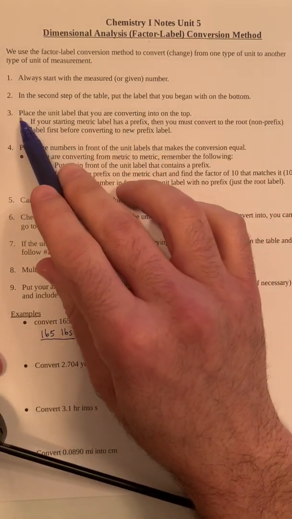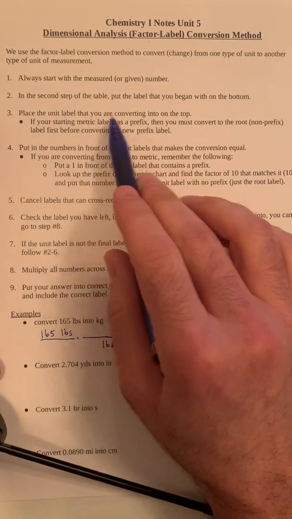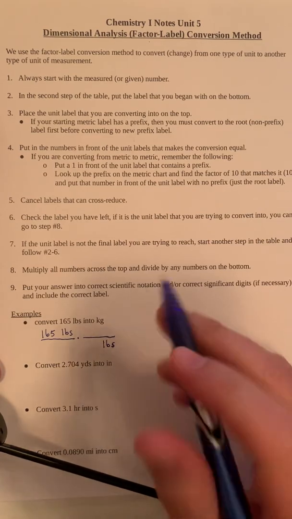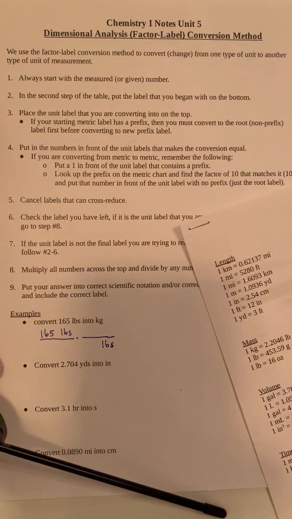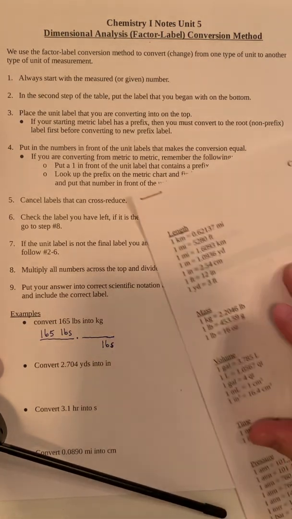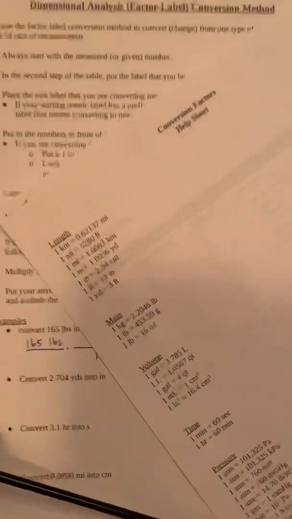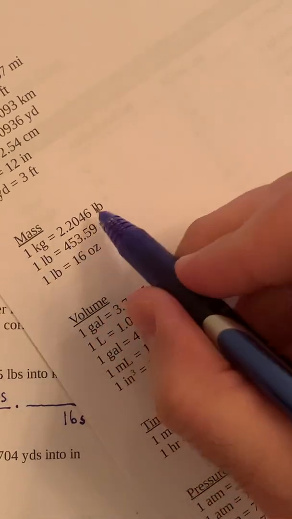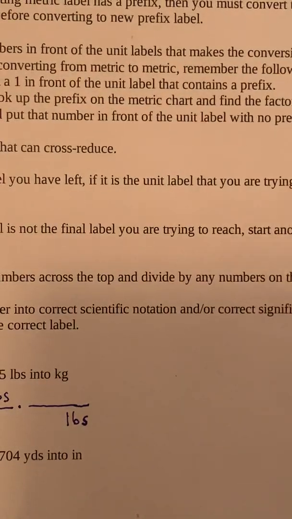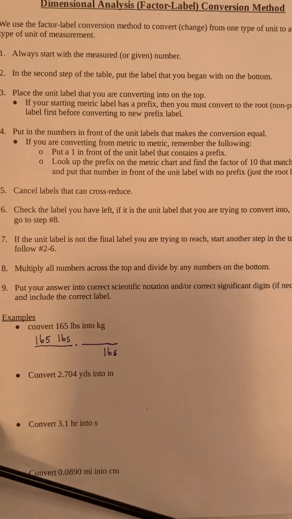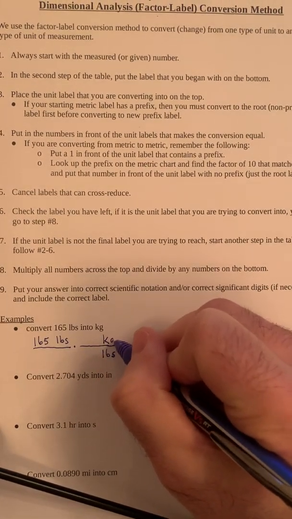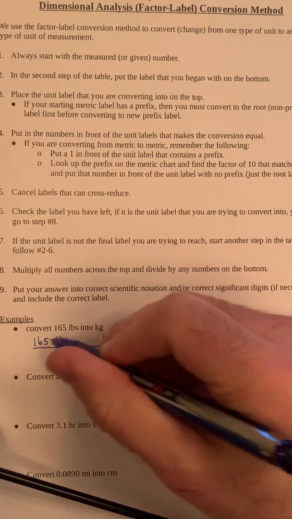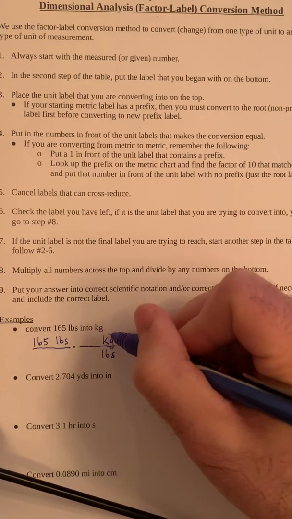All right. Step 3. Place the unit label that you are converting into on the top. So we want to convert into kilograms. Okay, now when you're doing this, we've got to make sure that we have a conversion so we can convert from pounds to kilograms. So we look here, and under mass, I do have a kilogram to pound, so I can go directly from one to the other. Okay, so I put pounds on the bottom and kilograms on the top. Now, notice I haven't put any numbers in front yet. I just figured out where my labels go, what I'm going to cancel and what I'm turning it into.